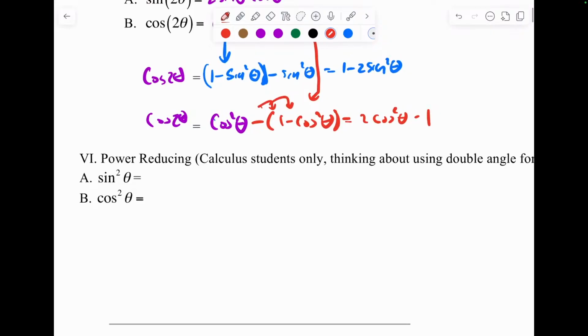Sine squared theta and cosine squared theta. Please do ask me a question because nobody is asking questions. I don't know if you're intimidated by me, but you should ask questions.